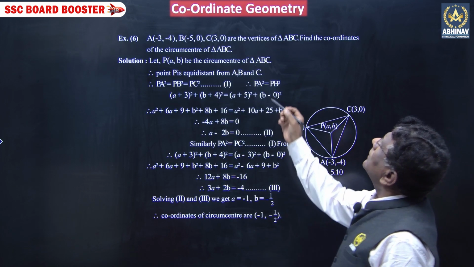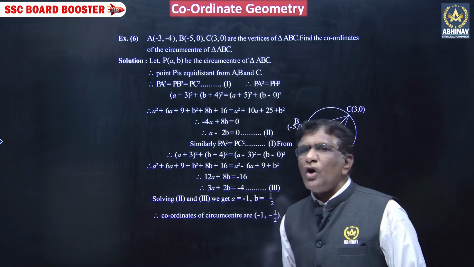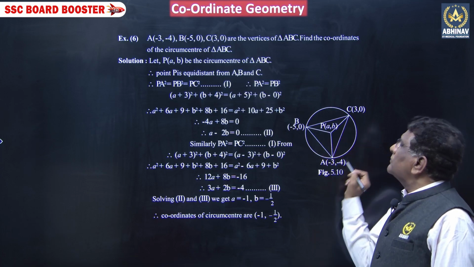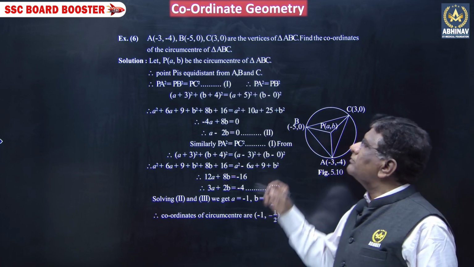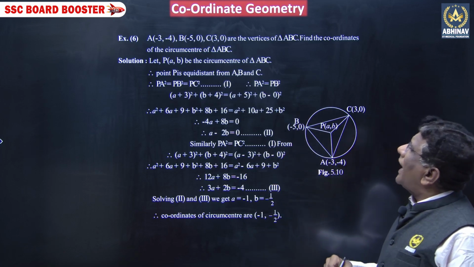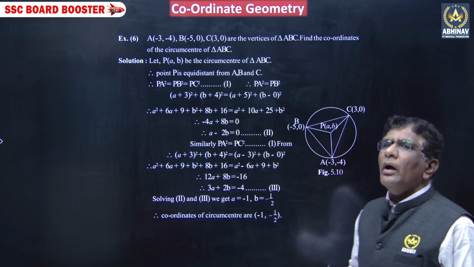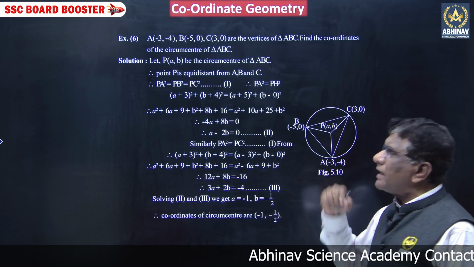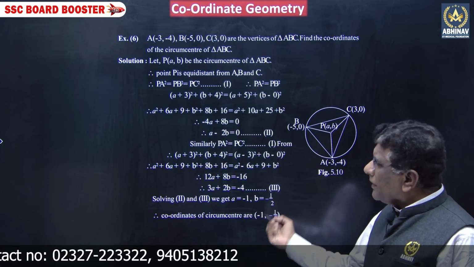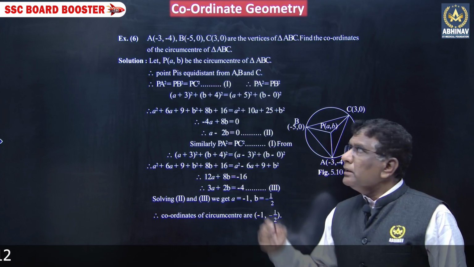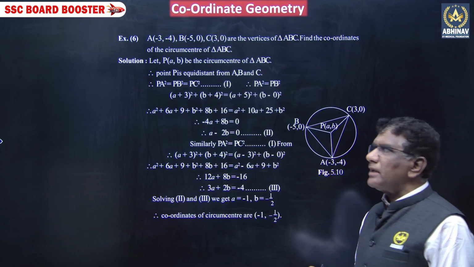See here, in this example some coordinates are given for the vertices of triangle ABC, and we have to find the coordinates of the circumcenter. So some of the equations I have given here. Please go through this thoroughly and try to solve and practice this example. These are unique examples, and they come a lot of times in the board exam. I think this example may come as a 4 marks example also.